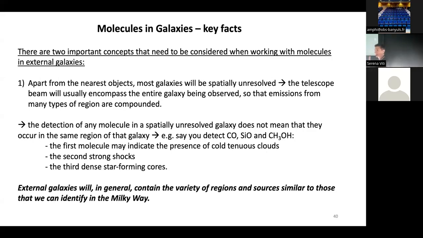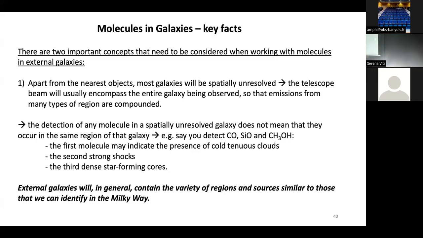The answer is yes, but with caveats that remarkably, for those of us who come from a galactic background, only recently people are starting to realize and to take into consideration. And these are the caveats here. This is the first caveat. In a galaxy, even for the nearest galaxies, the telescope beam will encompass a lot of gas components. So in a beam, you're going to have a collage of different densities and different temperatures.